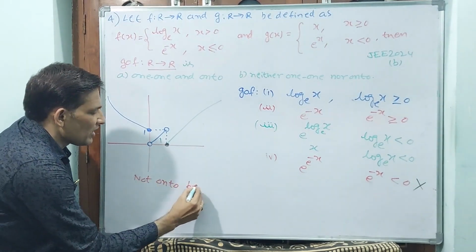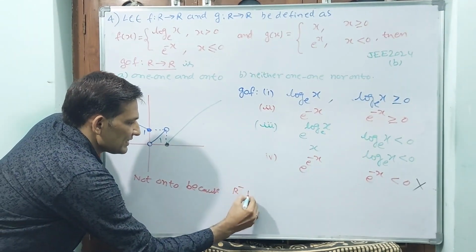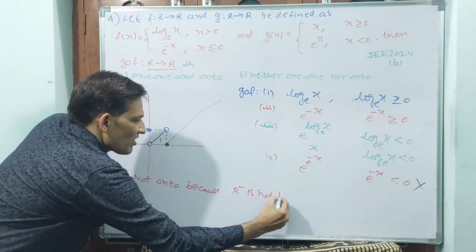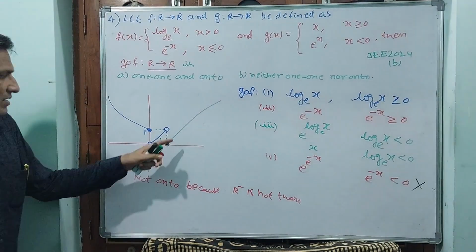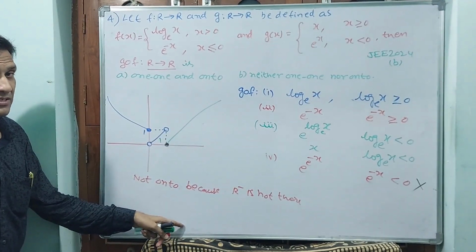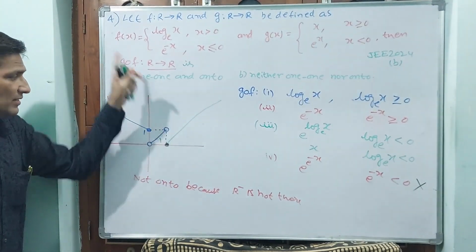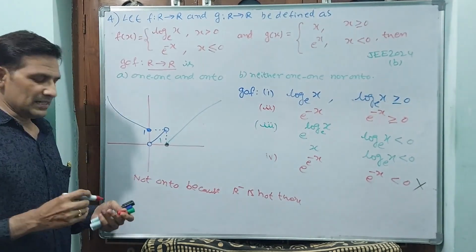Not onto because R minus is not there. Okay, in the codomain R plus and R minus will be there, but R minus is not there. Only R plus are there. Output is only positive. That is why this is not onto. Okay, that is one thing.